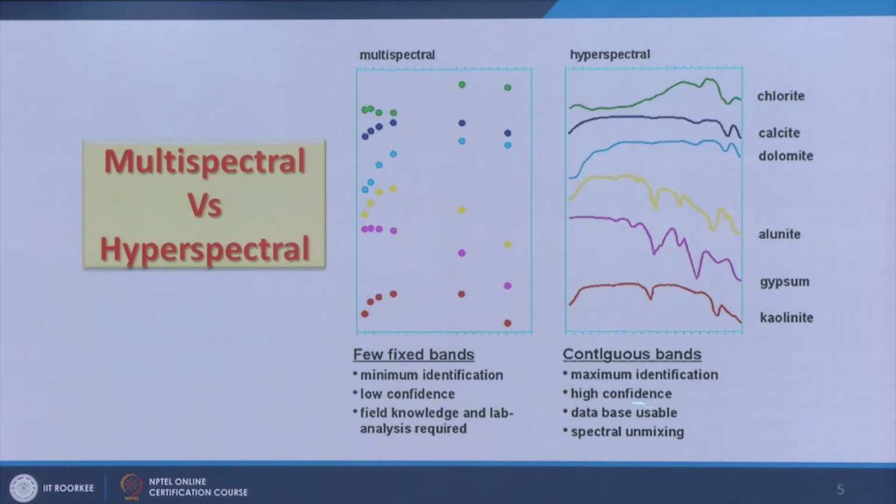But here in future, we will have these standard curves for different materials, like here for different minerals, kaolinite, gypsum, alunite, dolomite, calcite, chlorite, all these are having different spectral curves. So these can be used to classify hyperspectral images very easily without having any prior field knowledge. So that can also be possible in future as well.